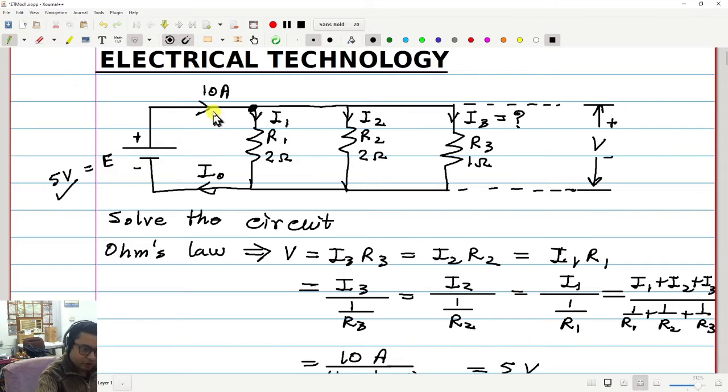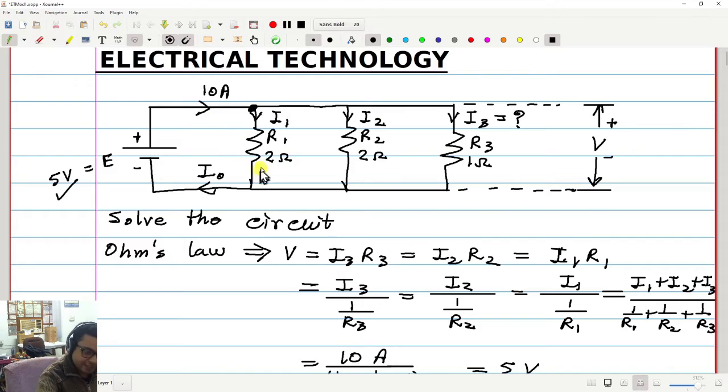So why is that so? Why is it that the total current entering should be equal to the total current leaving any junction? Because the charge is not getting stored anywhere. The charge is conservative. Yes, absolutely right. All of you are right.